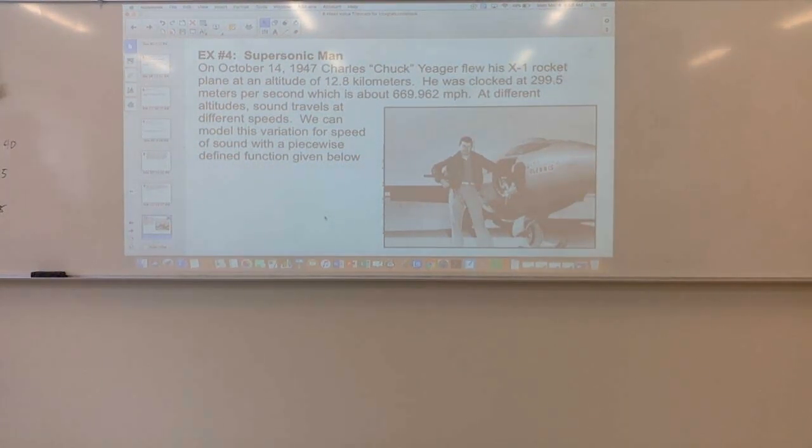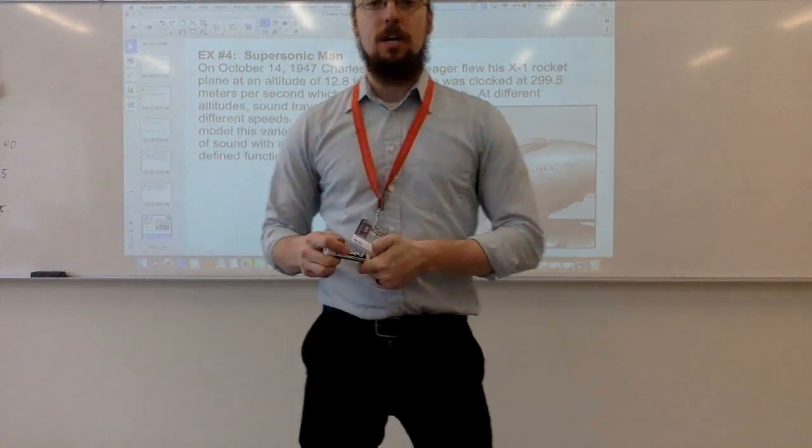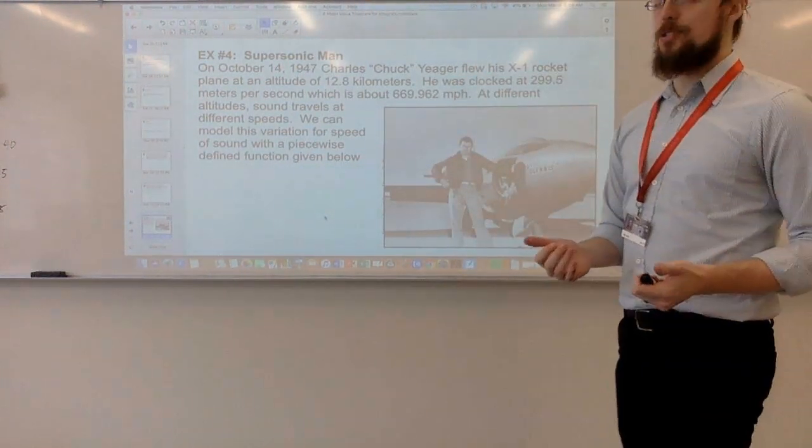On October 14th, 1947, Chuck Yeager flew his X-1 rocket plane at an altitude of 12.8 kilometers. He was clocked at 299.5 meters per second, which is about 670 miles an hour. At different altitudes, sound travels at different speeds. We can model the variation for speed of sound with this piecewise graph.